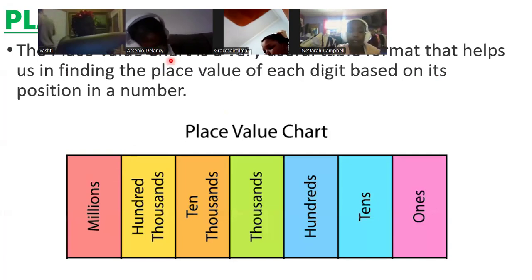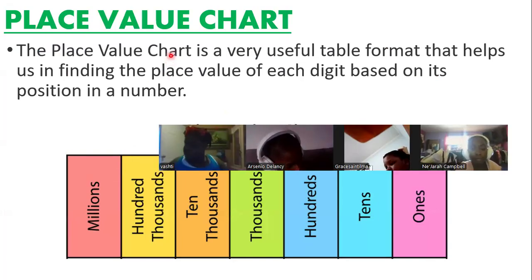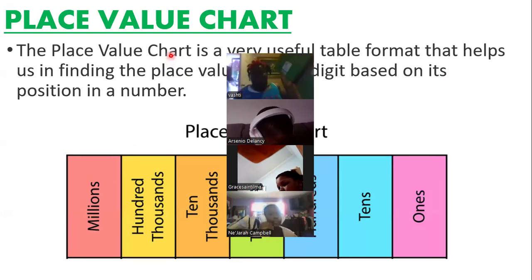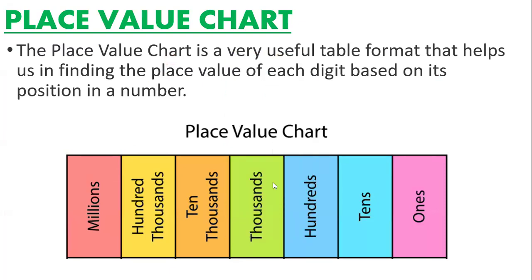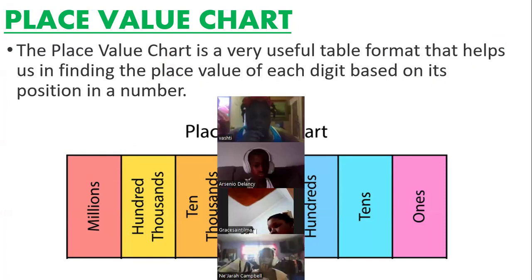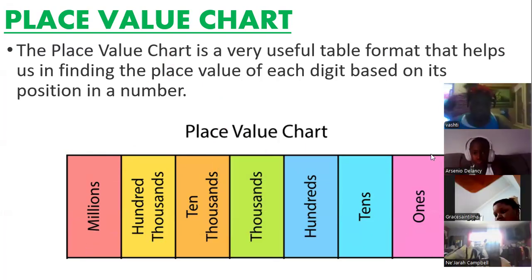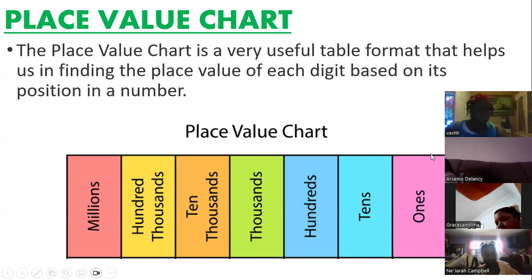Okay, one more thing. We have to draw the place value chart. For this one, you will need a ruler to be able to draw this properly, all right? So write this down for me, please. The place value chart is a very useful table that helps us to find the place value of each digit based on its position.